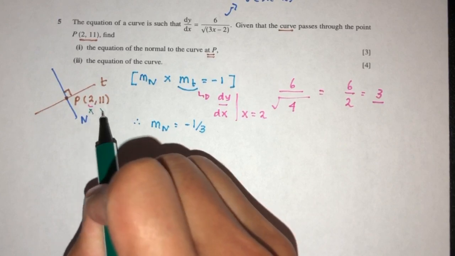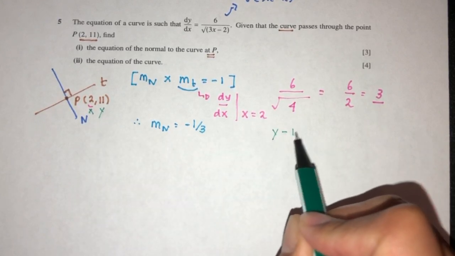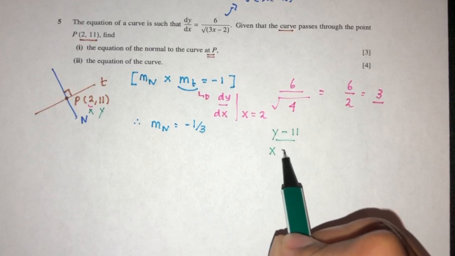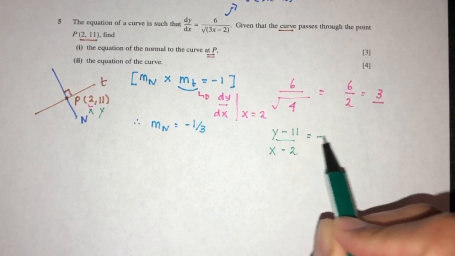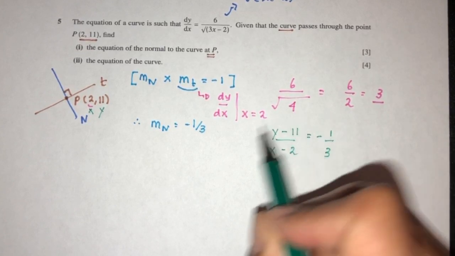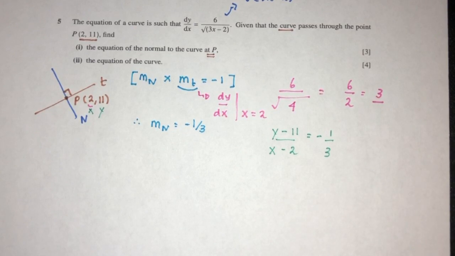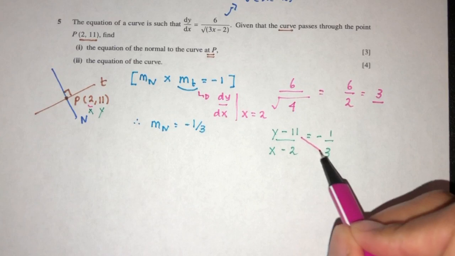That will be my x value, my y value, so y minus its corresponding value over x minus its corresponding value should be equal to the gradient. Again, this is just the method that I use to find the equation of a line. If you have other methods, you can use them as well. I will be cross multiplying.